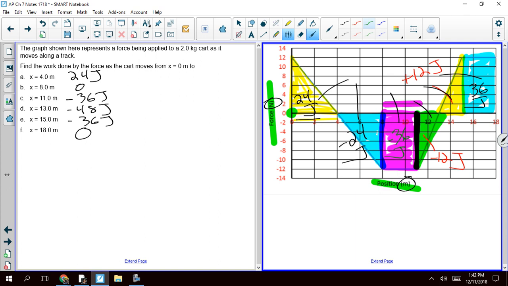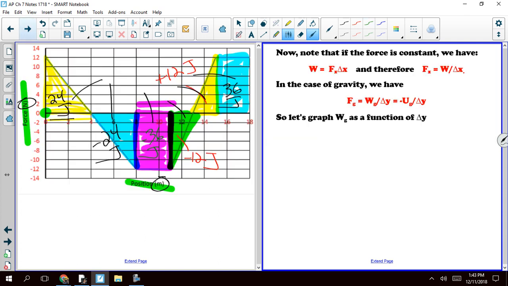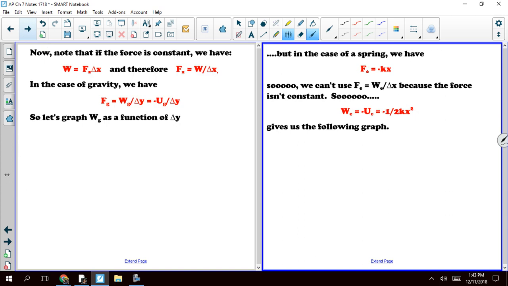So this is a super common thing where you'll be given a force as a function of position graph, and you've got to find your work done. Okay? All right. Now, I'm going to say, what about going the other way? And you'll see what that means in a minute.